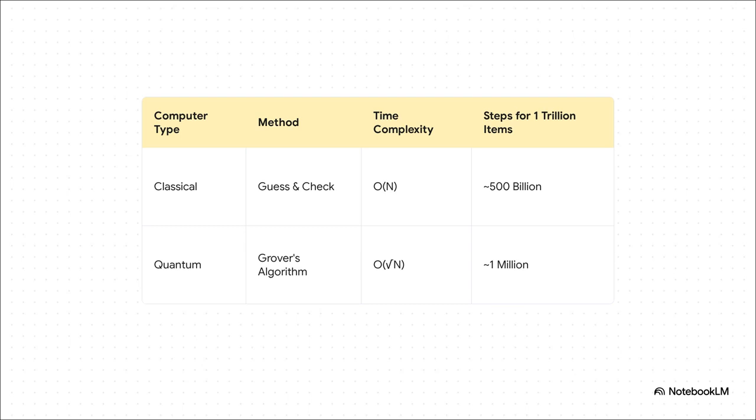Now look at the quantum side. Using something called Grover's algorithm, the efficiency is O of square root n, the square root of n. And that's the magic trick that takes you from 500 billion steps all the way down to just 1 million. For your prelims, that O of square root n quadratic speedup is a golden nugget of information. It's a massive leap for sure, but notice, it's not instantaneous.